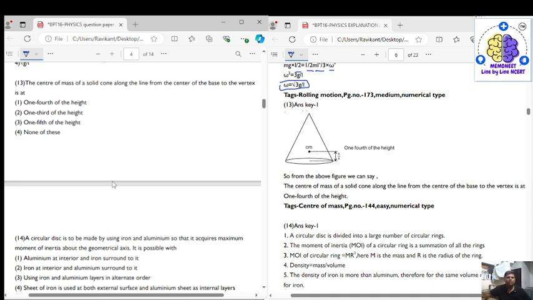Now question number 13. The center of mass of a solid cone along the line from the center of the base to the vertex. This you have to remember. It is 1/4 of the height. So the correct answer will be option 1, right? The center of mass is, this is the cone and this is the height h. So this is h by 4, and here is the center of mass located. So you have to remember that for a cone it's h by 4 from the center of the base. Right? Now next coming to question number 14.